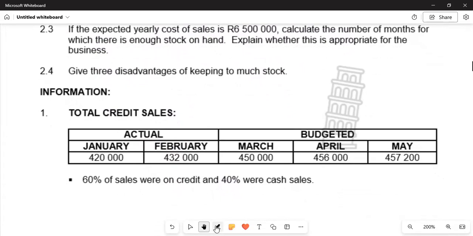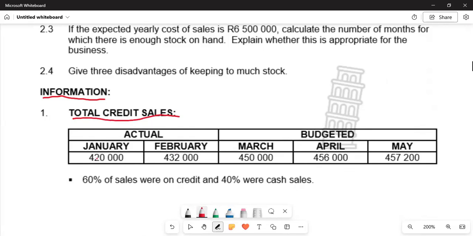So here we are given the information. We have total credit sales: 420,000, 432,000, 450,000, 456,000, 457,000. Those are our total credit sales.